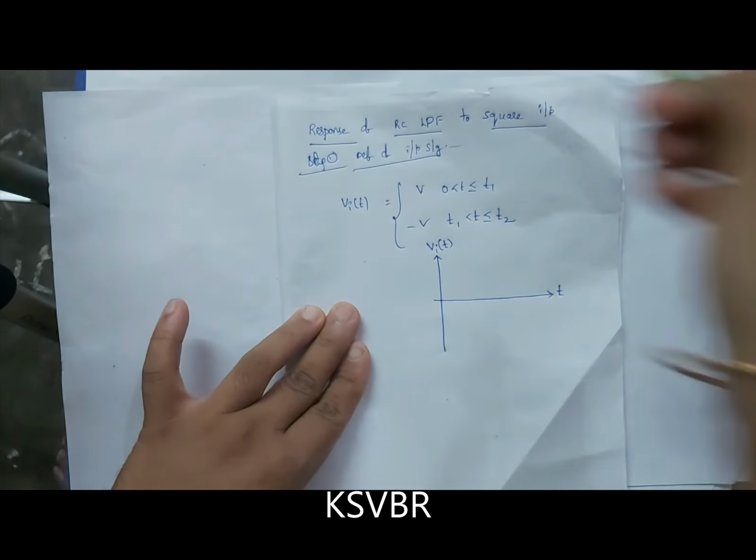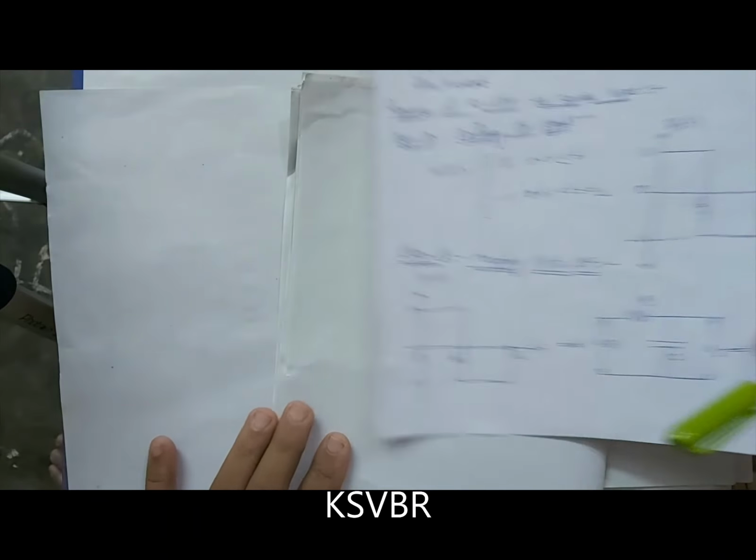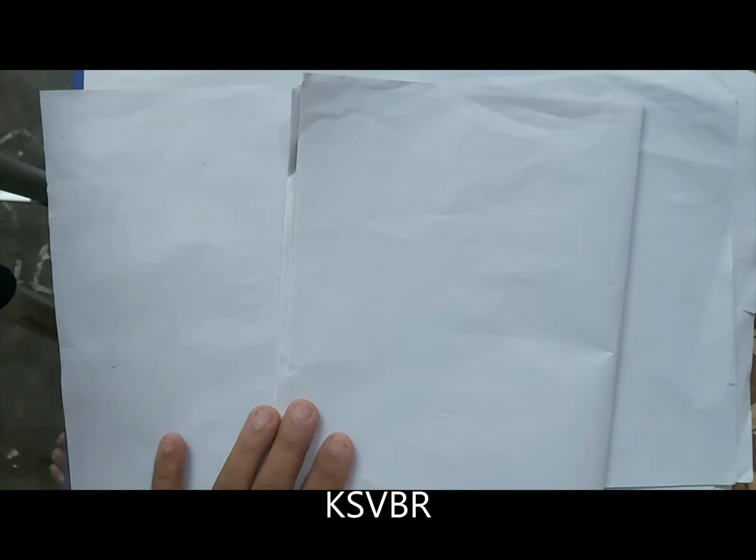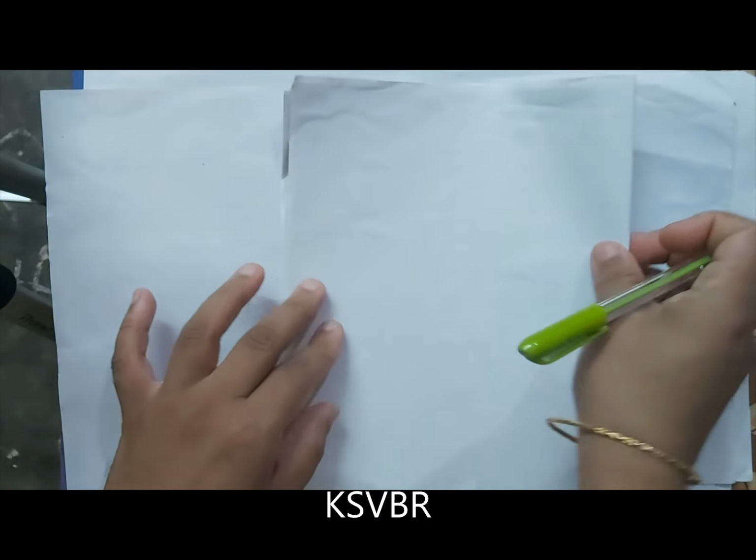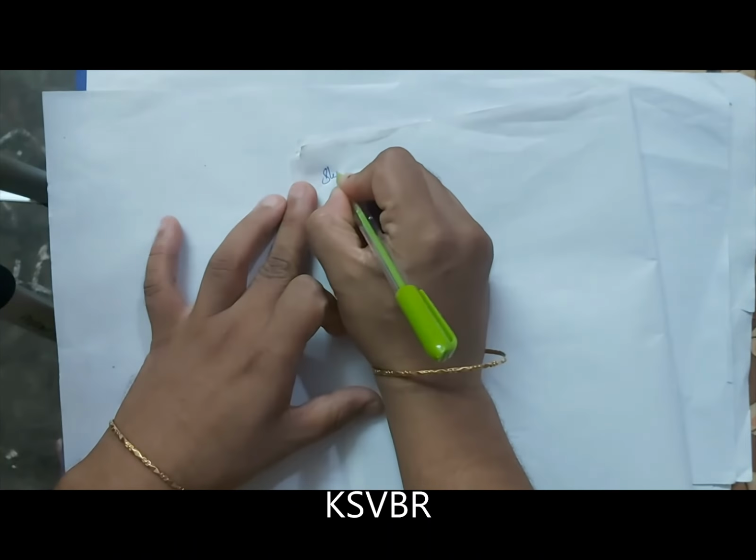So now what is step 2? Step 2 is applying the input to the low pass filter. So here I have written, this is the square wave input and this is getting applied to the low pass filter. Okay, so step 3 is analysis. Let us mainly focus on the analysis.